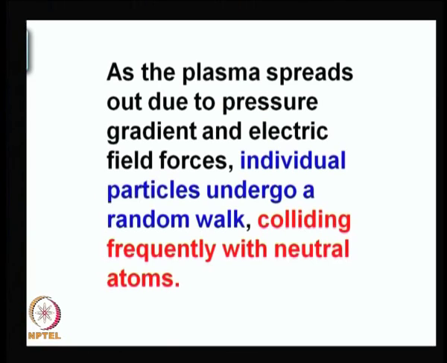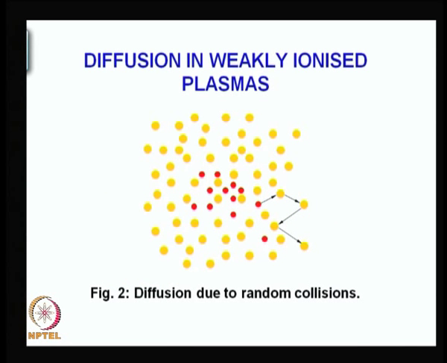Now, as the plasma spreads out due to pressure gradient and electric field, individual particles undergo a random walk, colliding frequently with neutral atoms. So, we are essentially treating the diffusion in weakly ionized plasmas as a random walk problem of charged particles amongst a dense background of neutral atoms. This is the model. So, diffusion in weakly ionized plasmas is shown here in this figure. This takes place due to random collisions of the particles with the atoms.